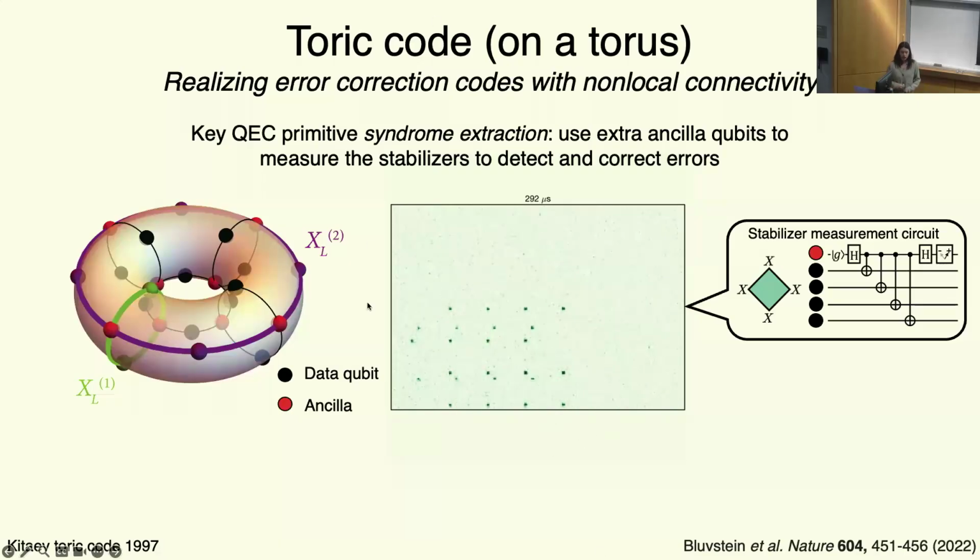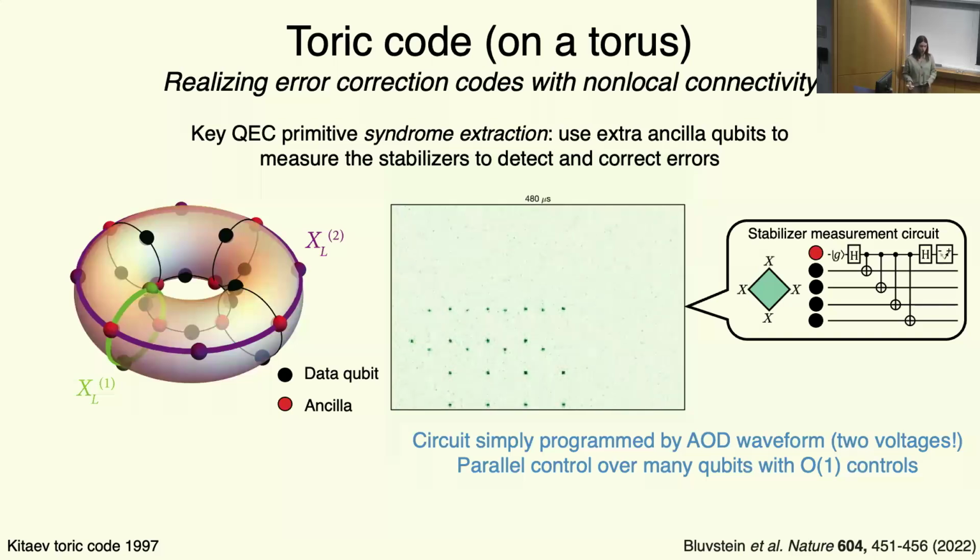Each time two data qubits interact, they're doing a CZ gate. The result of this circuit and these 4 CZ gates will map the value of my stabilizer onto the ancilla qubit, so we can read it out and project into an entangled state. The key thing I want to emphasize here is that this circuit is really easily programmed in practice. We control the X and Y positions of the atoms using 2 voltages, and we do this all in parallel over our many physical qubits.